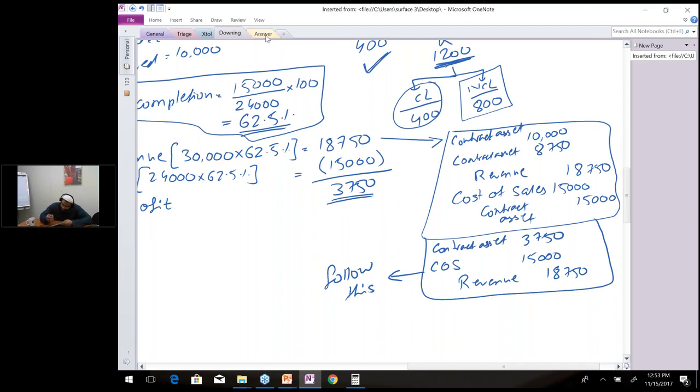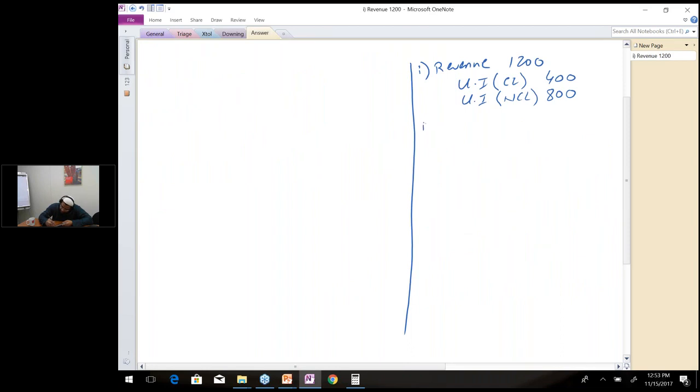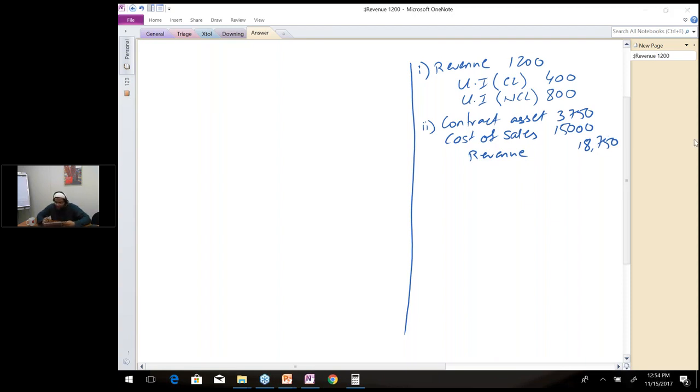So now this entry I'm going to post. Adjustment number 2. Contract asset debit by 3,750. Cost of sales debit by 15,000 and revenue credit by 18,750. So this is the adjustment number 2 that was to be recorded in this case.